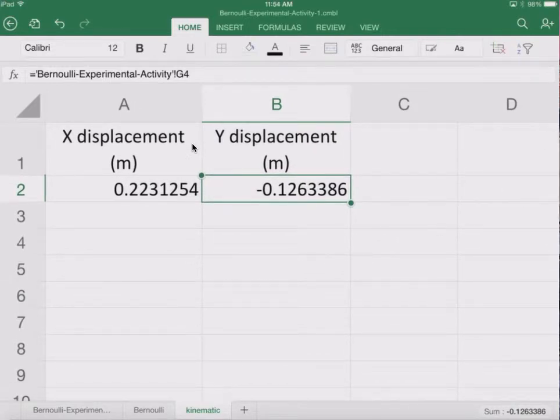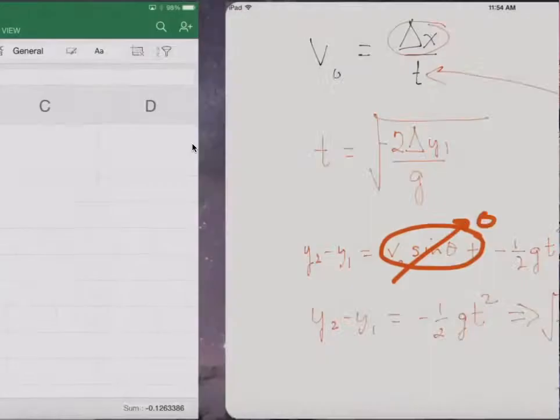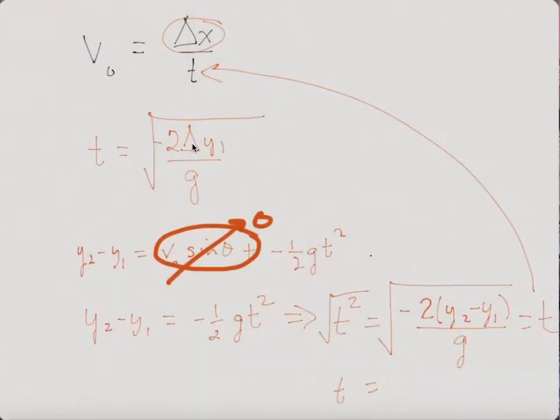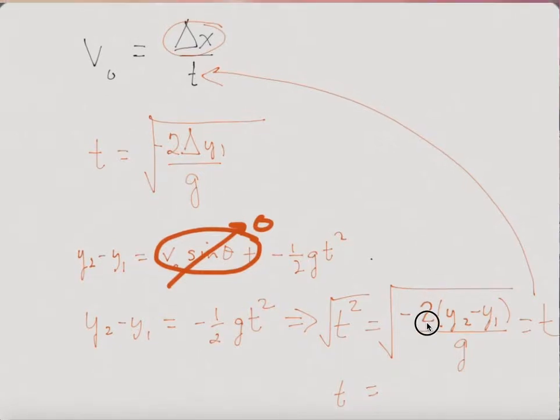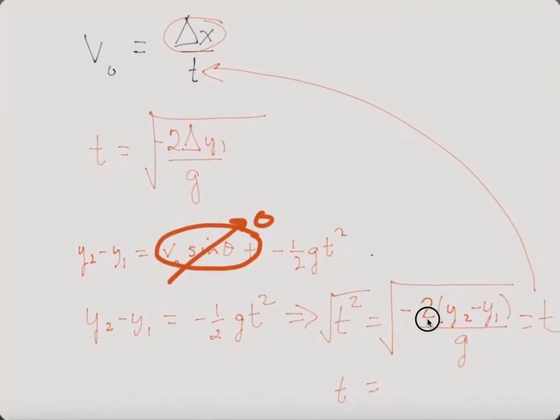Next, we are going to calculate our time of flight. If we again look at our theory, the first thing we are going to need before we calculate our velocity is our time of flight. We already have delta x, so we need delta t, and delta t is just going to be this calculation, and we already have all of the information.